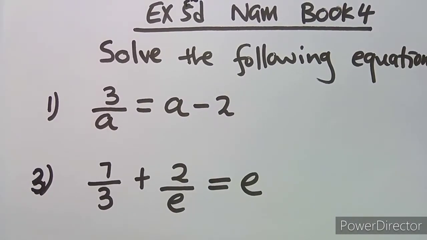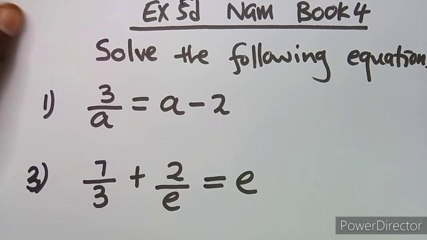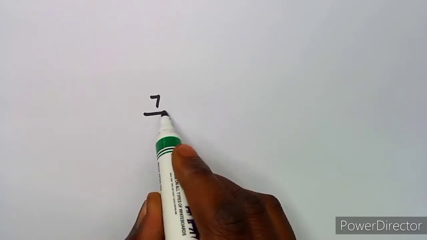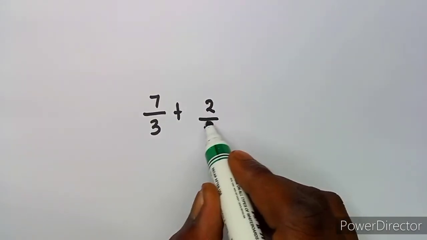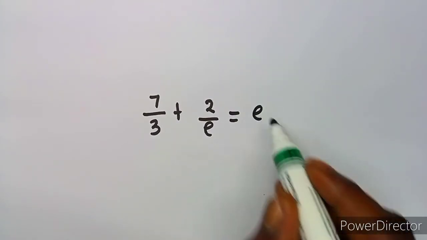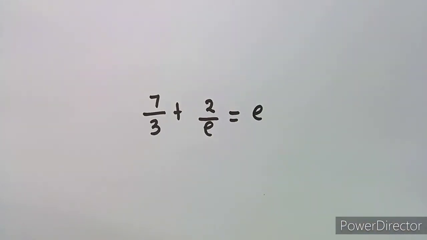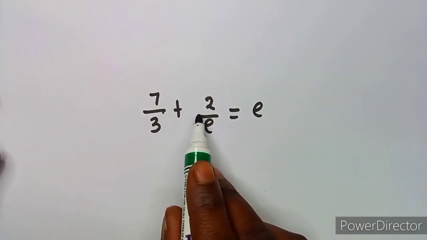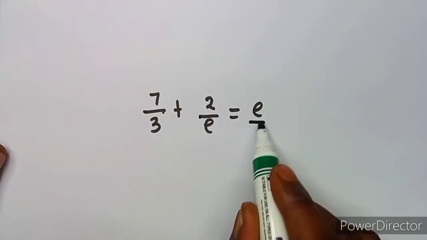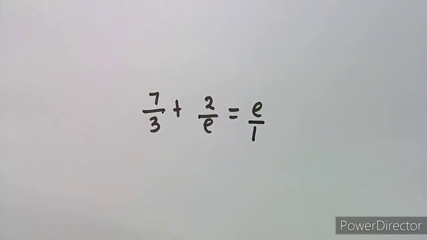Just like the one also which was on number 3 there. In number 3 we're given something like this: 7 over 3 plus 2 over e, which is equal to e. So it's one and the same thing. If you are to cross check, it's one and the same thing, but this time we are given a fraction, and this e can be a fraction if we write it as e over 1.